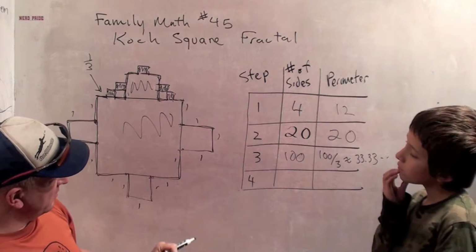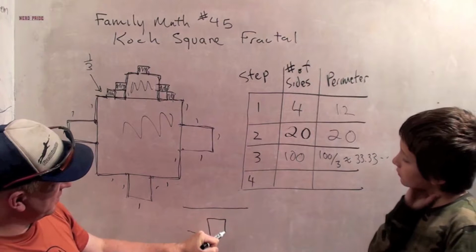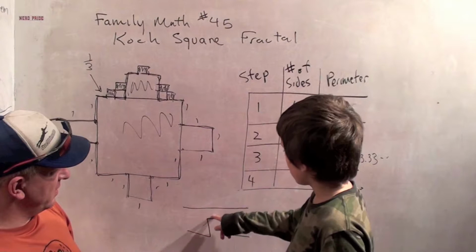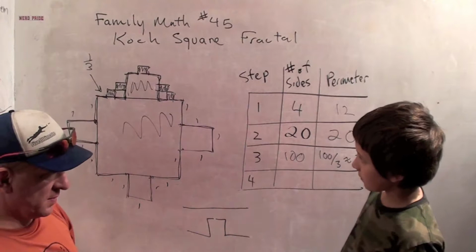First, we started with a line. Then we started with a shape that went like this. Then we went to a funny shape. Why is the number of sides multiplying by 5? Well, for every line, you get 5 sides. Every time you had a line on one step, it turns into 5 sides on the next step. Okay? Does that make sense?